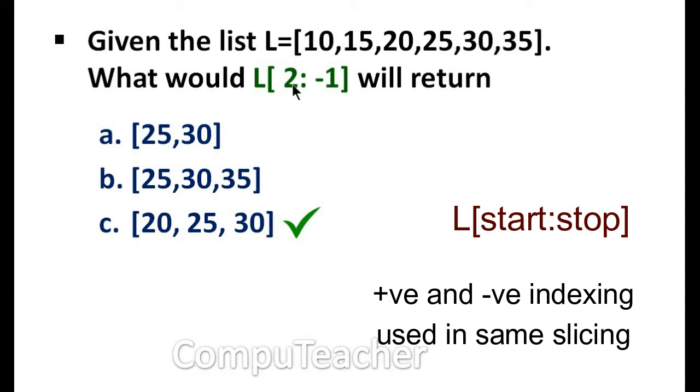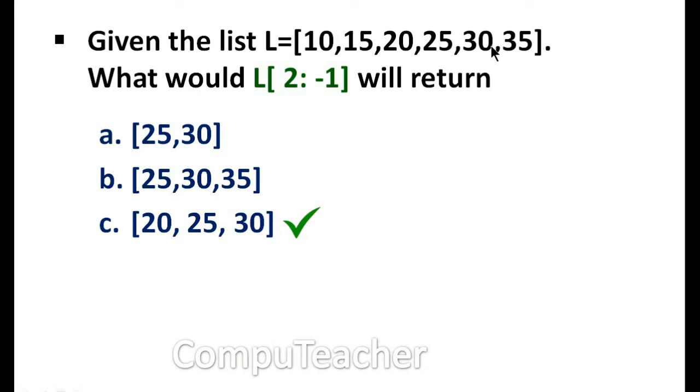See, slicing starts at index 2. Index 2 is here at 20, then the stop value is minus 1, that is up to index minus 2. So 20, 25, 30. The index of 30 is minus 2.